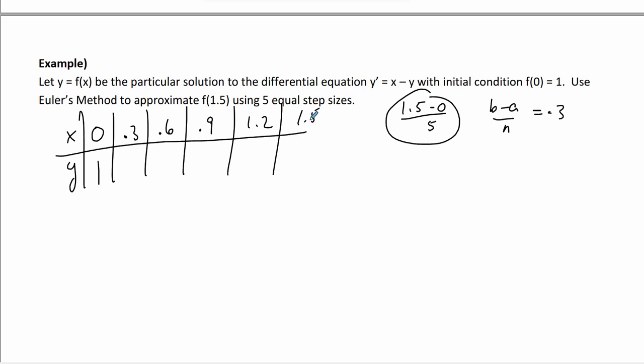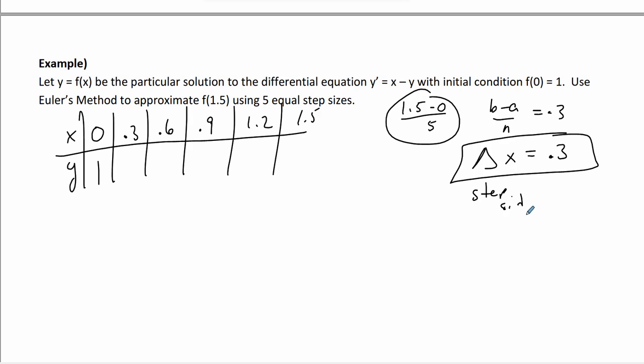Great. We know in this case that our delta x is going to be 0.3. That's the step size. The step size is always the difference from one x to the next. So make sure we have that down. This is 0.3, and it's going to be important. Remember our formula. We're going to start with y sub 1 because we want to find out what this value is. y sub 1 is equal to y sub 0 plus 0.3 times 0 minus 1.